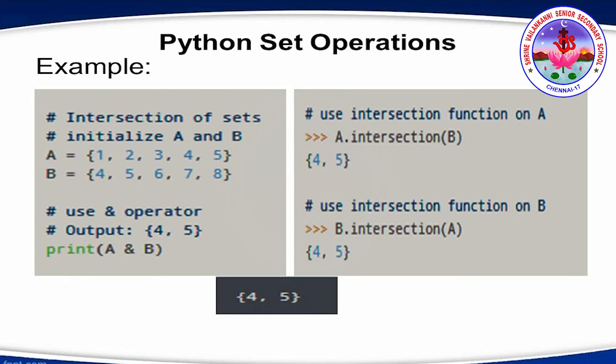Here we can also use intersection, which is a built-in function. A dot intersection of B or B dot intersection of A. Both will give 4, 5. Please go through the code.